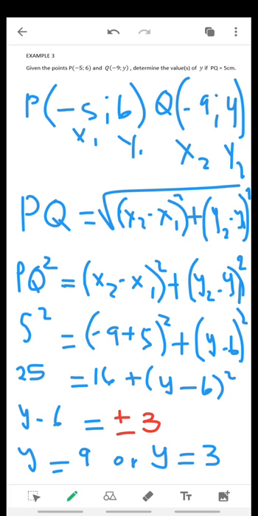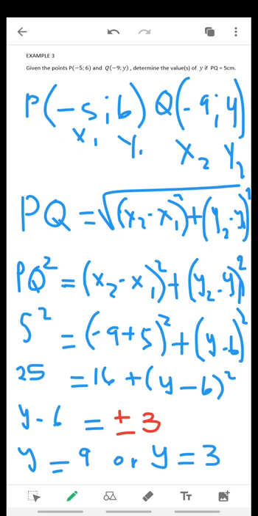We are given the point P, which is (-5, 6), and Q, which is (-9, y). The question is: determine the values of y if PQ is 5 centimeters. In this problem, we are given the length between points P and Q, which is the length of PQ, and it's 5 centimeters.